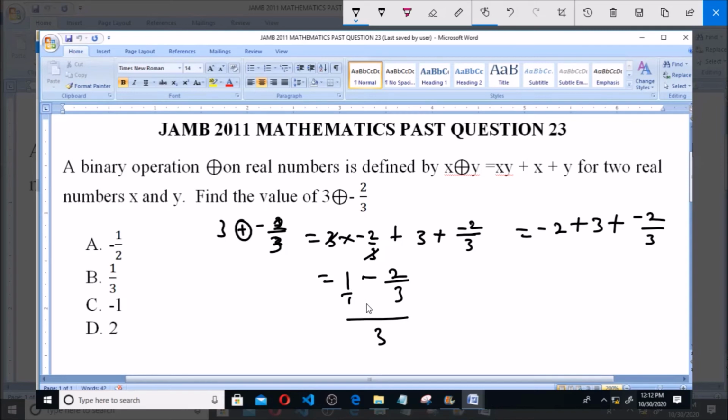Now 3 into 3 is 1, 3 times 1 will give us 3. 3 into 3 is 1, 3 times 2 will give us 2. So 3 minus 2, this is equal to 1 all over 3. So the answer to this question is 1 over 3, and that is option B.